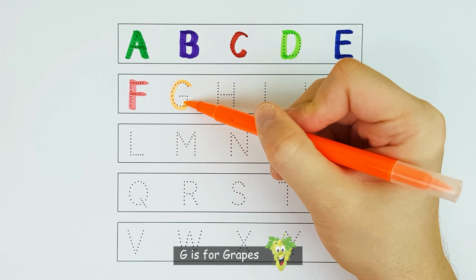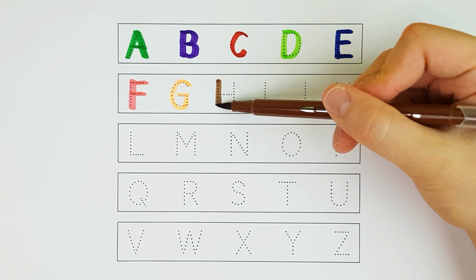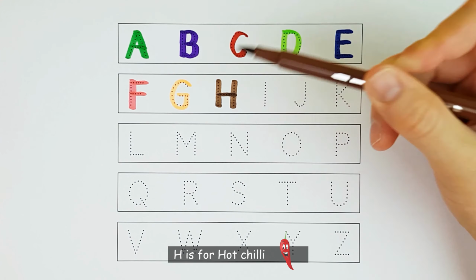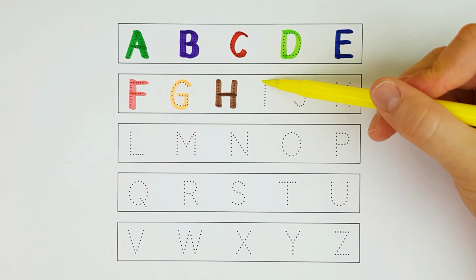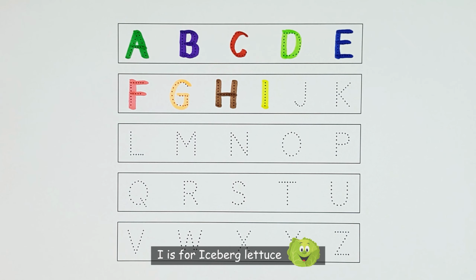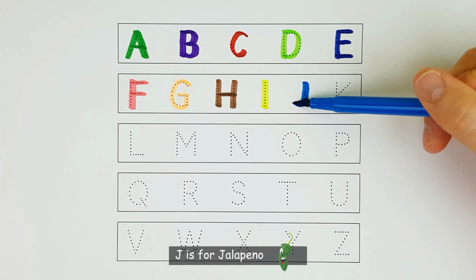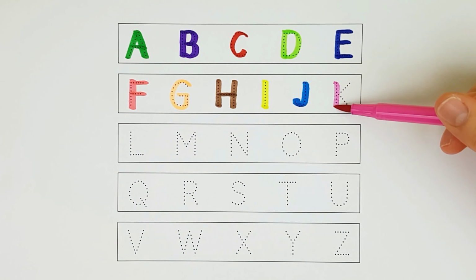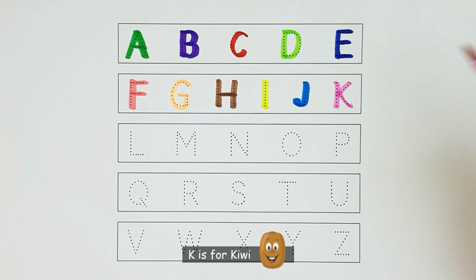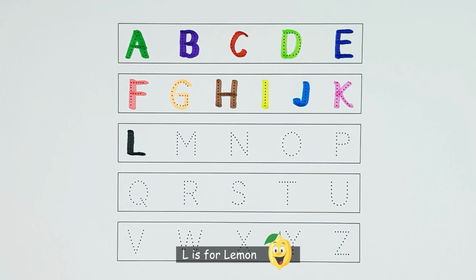G. G is for grapes. H. H is for hot chili. I. I is for iceberg lettuce. J. J is for jalapeno. K. K is for kiwi. L. L is for lemon.